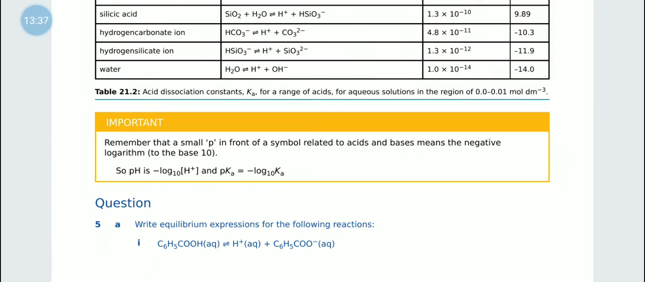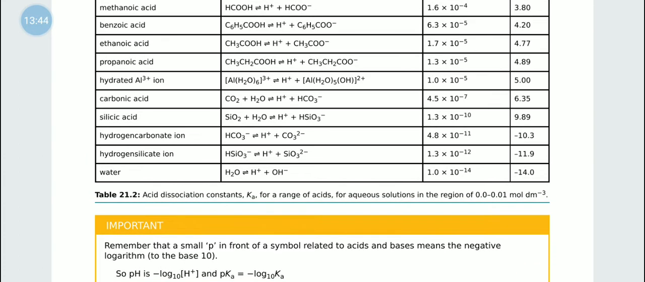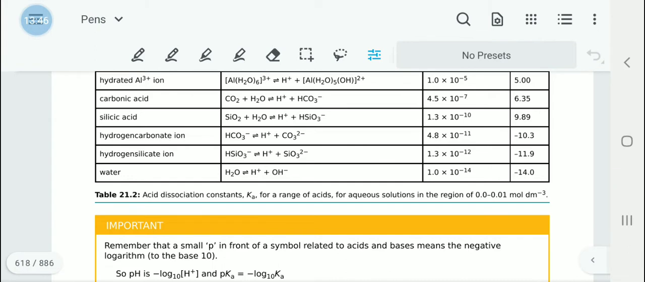So these are for ions: hydrogen carbonate ion and hydrogen silicate ion, water. When it comes to acids, you can see up until 9.89 the value is increasing. There is a general trend there, but don't try to find the trend in the other three, because they are not for acids but for ions and water.